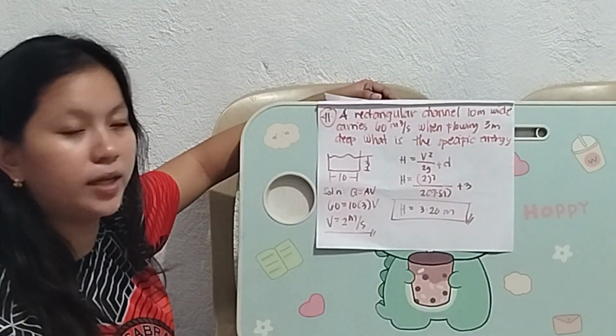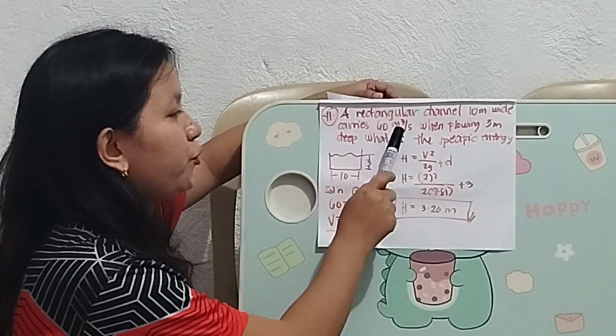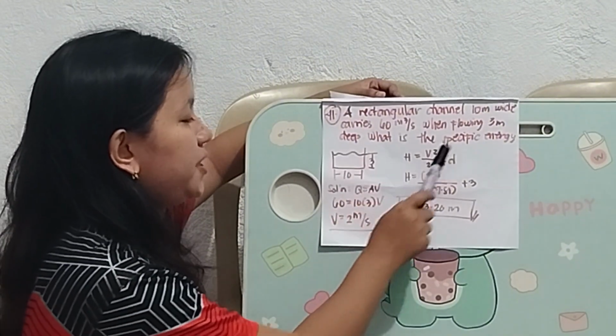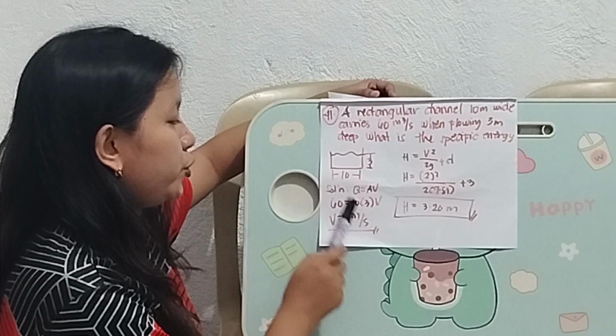For number 41, a rectangular channel 10 meters wide carries 60 cubic meter per second when flowing 3 meters deep. What is the specific energy? So we have 10 meters wide, then 3 meters depth. So we have the solution.